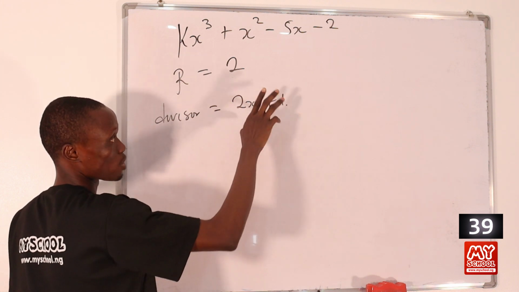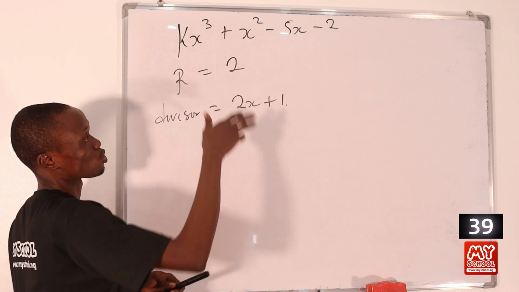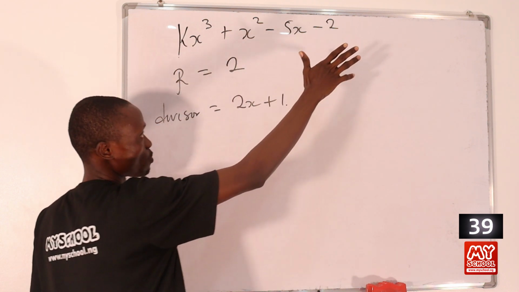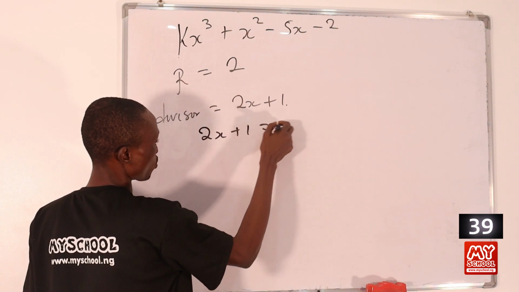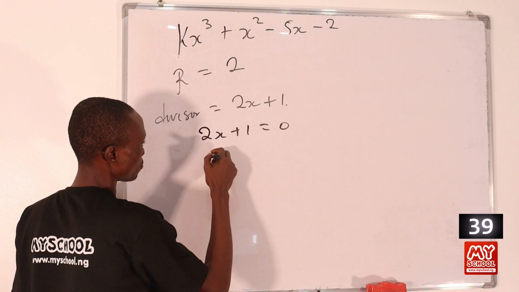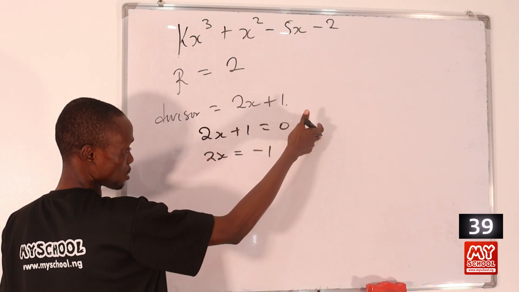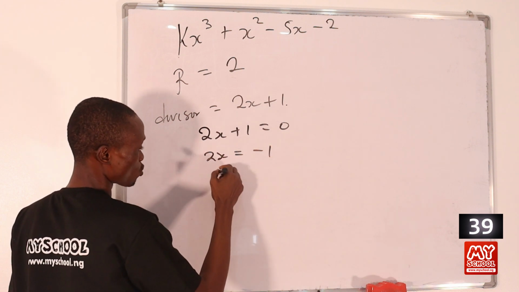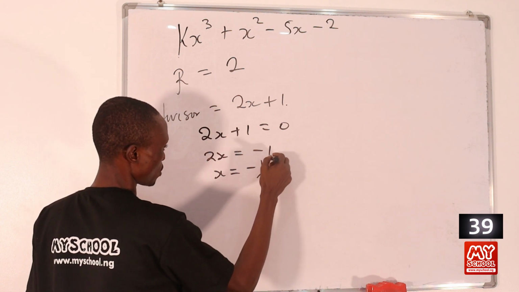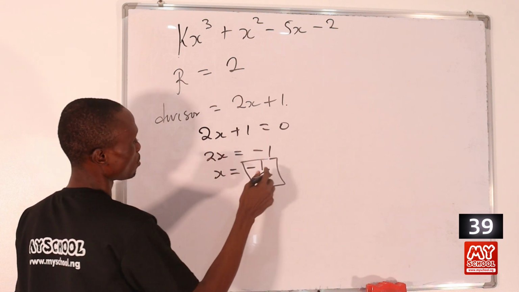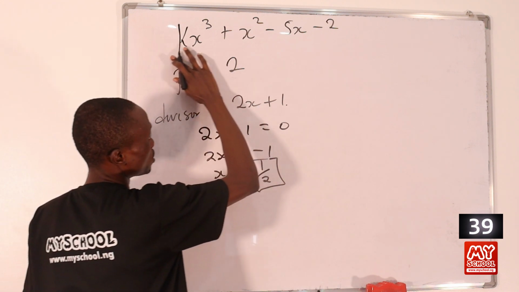According to the remainder theorem, the divisor, we have to equate it to 0 so that we can get the value of x, which we will substitute into this polynomial that is given to us. So 2x plus 1 will be equals to 0, so that 2x is equals to minus 1, that is if we move plus 1 to the other side of 0. If we divide both sides by 2, we'll be having the value of x to be equals to minus 1 all over 2.